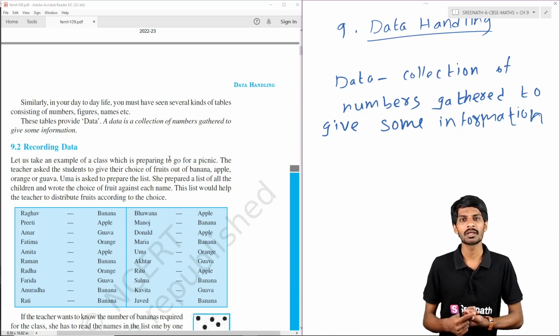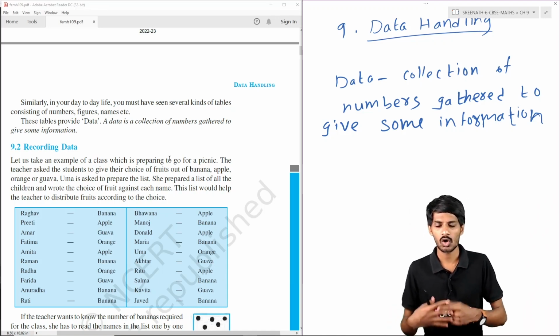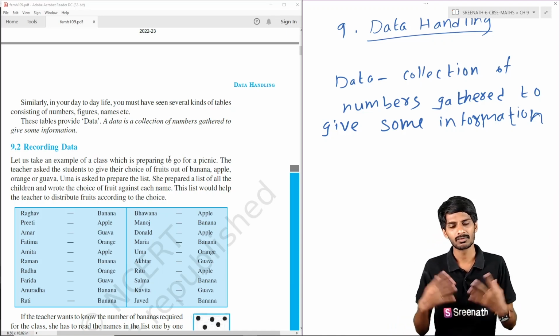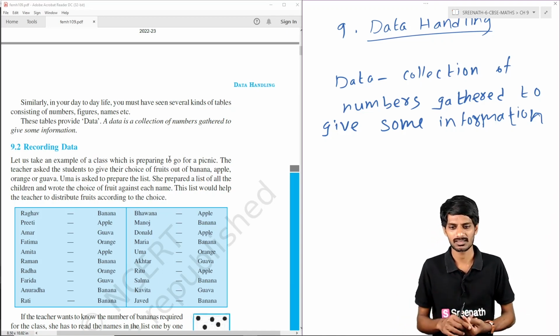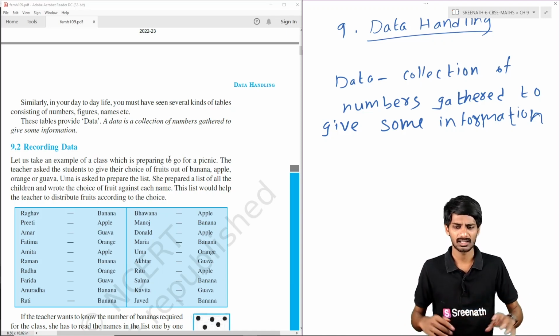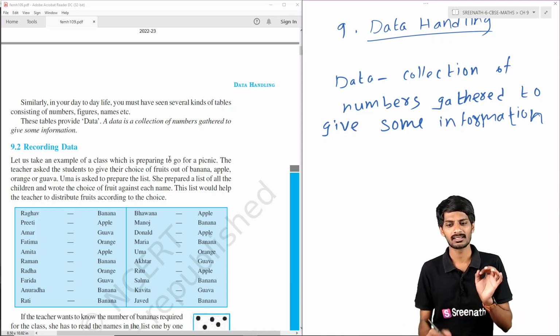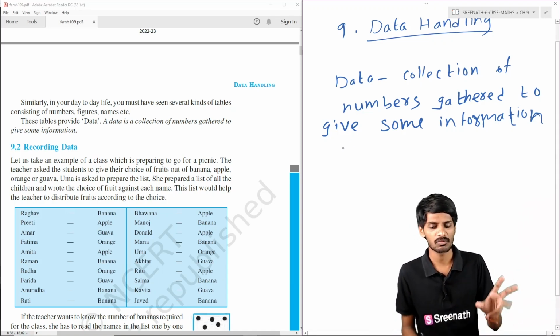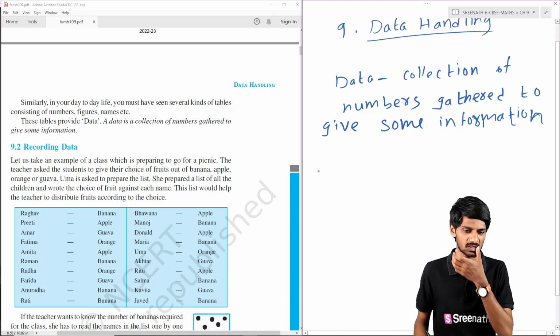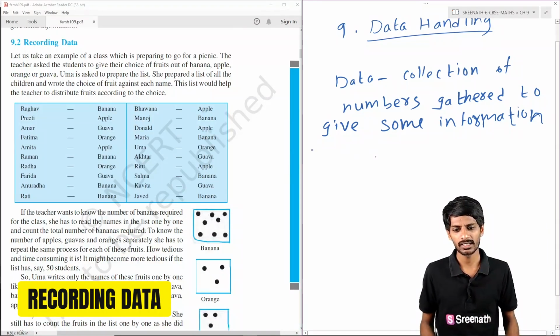Sometimes the data may be in other forms also, not in numbers. It may be in pictures, it may be in some other things. So one conclusion is that in data handling, data is the collection of information which is in the form of numbers. Next thing is recording data.